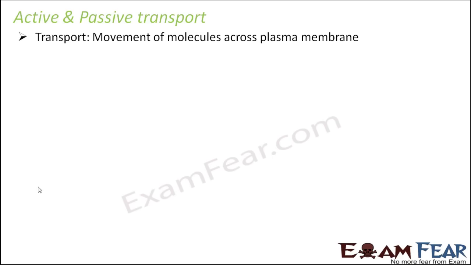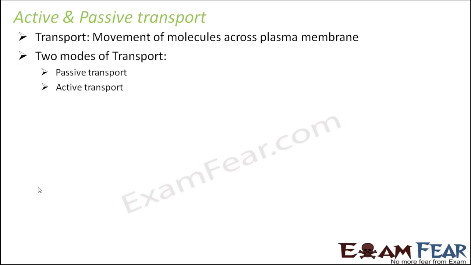Because when I am talking about the transport inside a plant, as I said, the transport has to happen on a cell level, from one cell to another. That movement of molecules across the plasma membrane is often known as transport. There are two modes of transport: passive transport and active transport. Now we have discussed these before also, but since we are discussing diffusion in detail, it will be wise to talk about them as well.